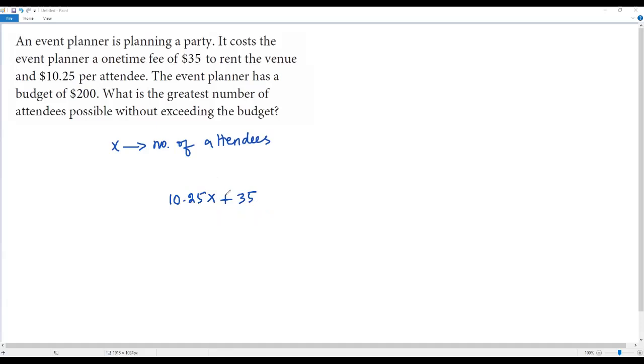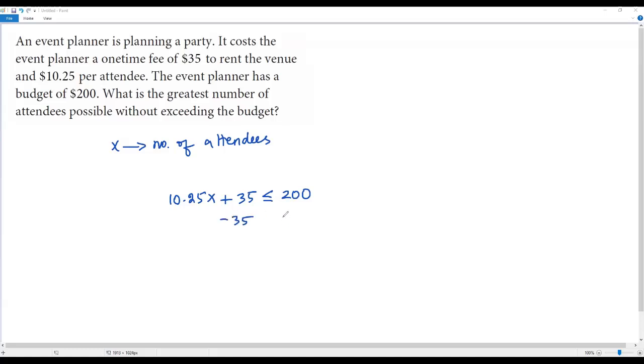But the event planner has a budget of $200, and without exceeding the budget, that means we should not exceed $200. So this total cost should not exceed $200. It can be equal to 200 or it has to be less than 200. Now in this inequality, we have to solve for X, and we have to find the greatest value of X, which represents the greatest number of attendees, because X represents the number of attendees.